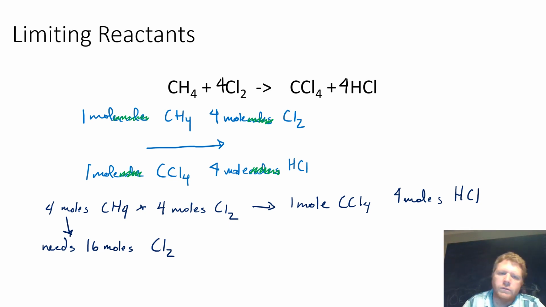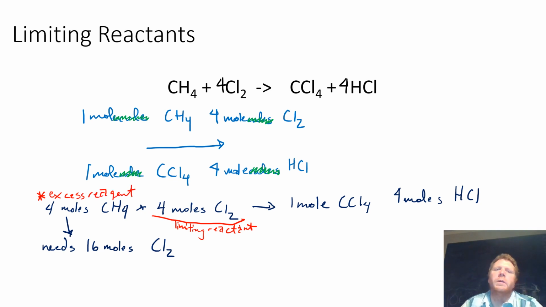Okay, and so if we were presented with this scenario where we had 4 moles of CH4 and 4 moles of Cl2, we would categorize Cl2 as the limiting reactant. What does that mean for CH4? We would classify that as the excess reagent.